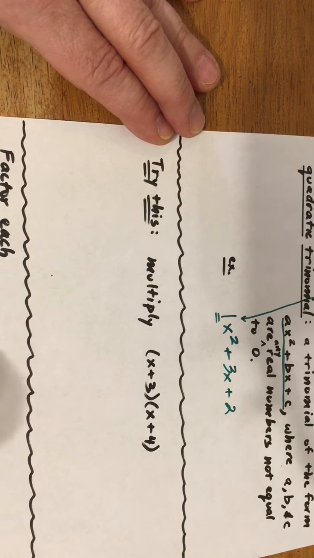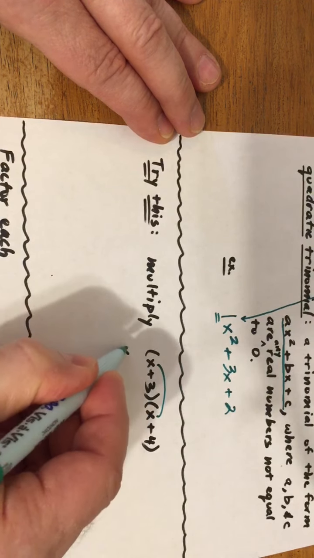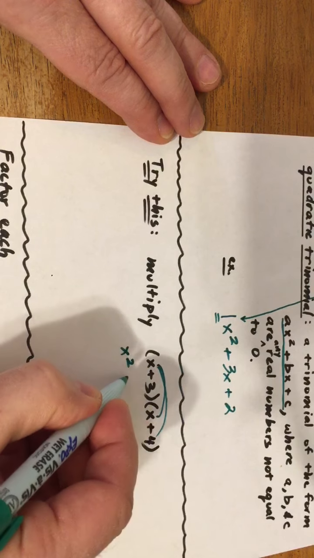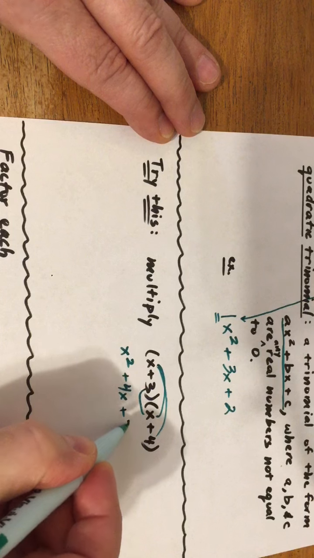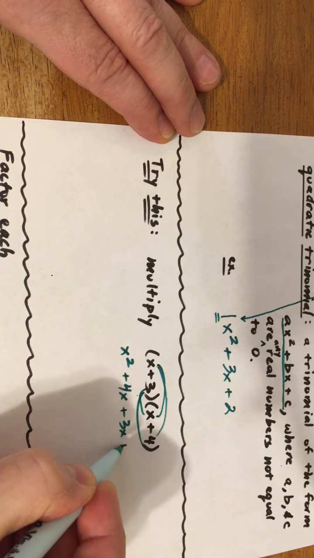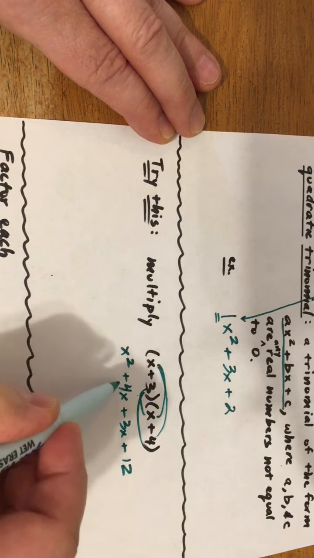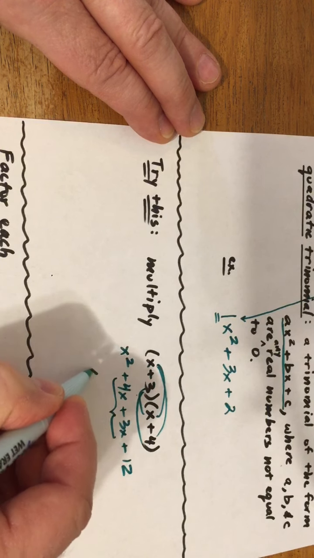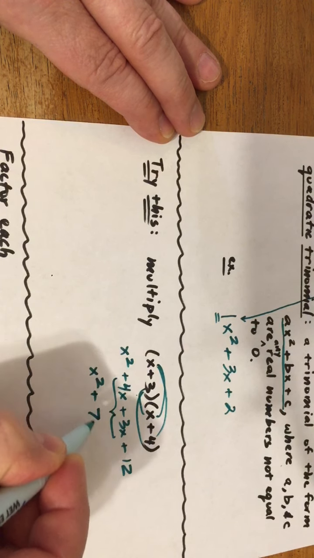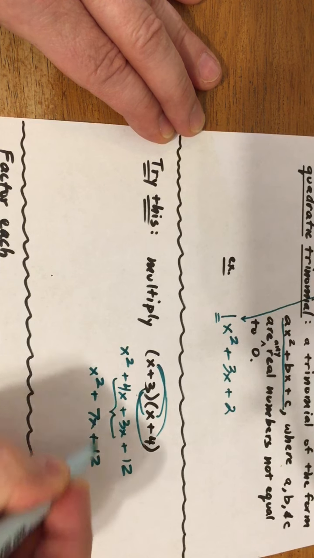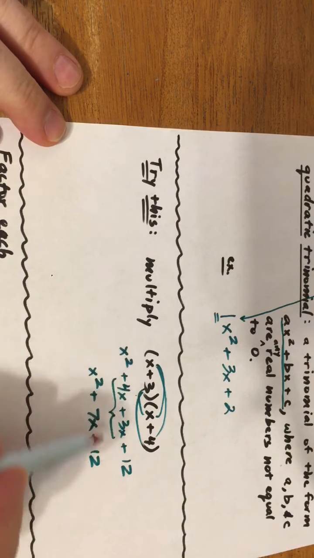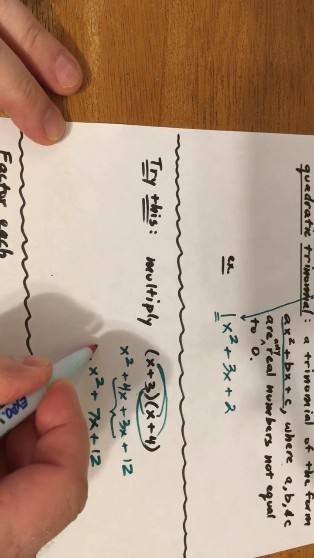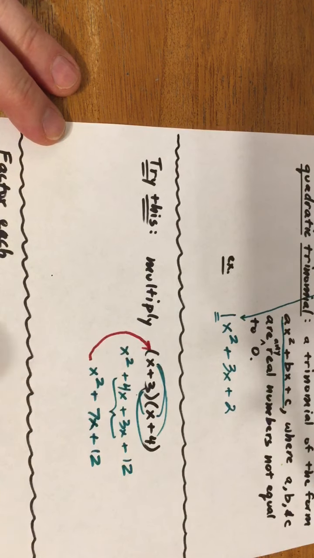Okay, hopefully this is what you did. X times x, x squared. X times 4, 4x. 3 times x, 3x. 3 times 4, 12. Now, if we combine these like terms together, we're going to get x squared plus 7x plus 12. Now, our goal today is to basically do this multiplication process in reverse. We need to be able to do this backwards.